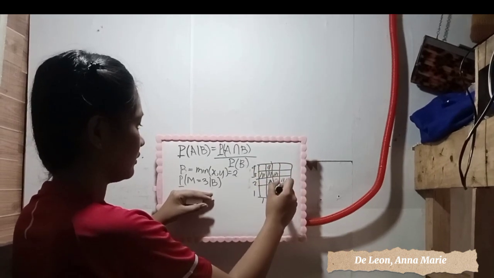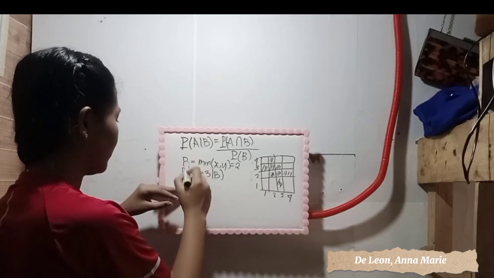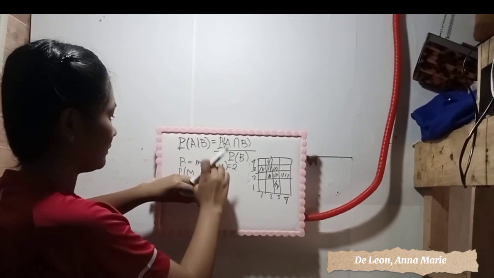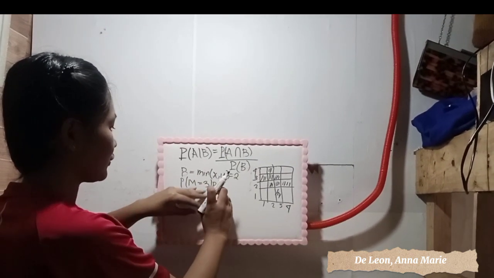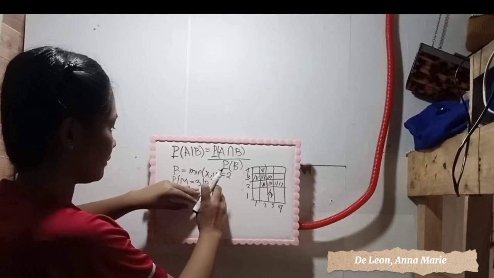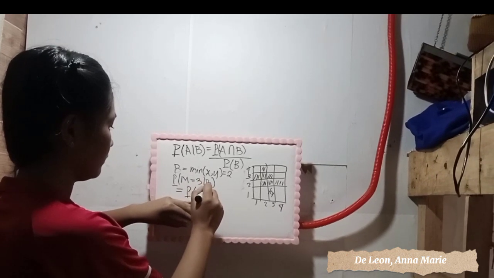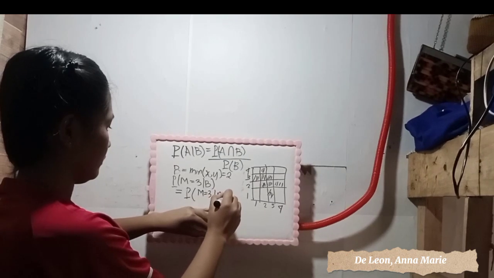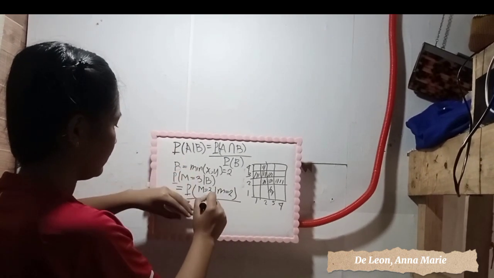So here and here. So according to the formula, the probability of maximum of 3 given that the minimum is 2 is equal to the probability of the intersection of both maximum of 3 and the minimum of 2, divided by the probability of the minimum of 2.